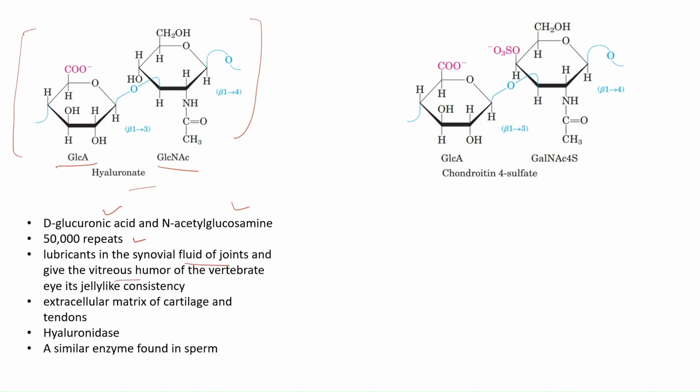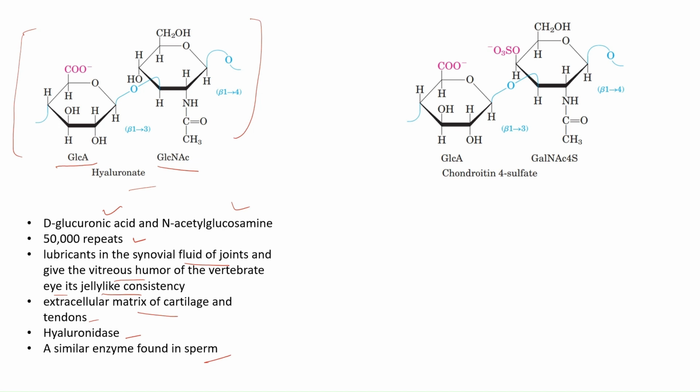It is also found in the vitreous humor of the vertebrate eye to give it a jelly-like consistency. Hyaluronic acid is also found in the extracellular matrix of cartilage and tendon. The enzyme hyaluronidase can degrade hyaluronic acid, and a similar enzyme is also found in sperm, which helps to dissolve the outer layer of the ovum and helps the sperm to penetrate.